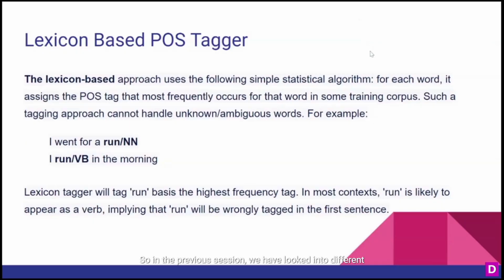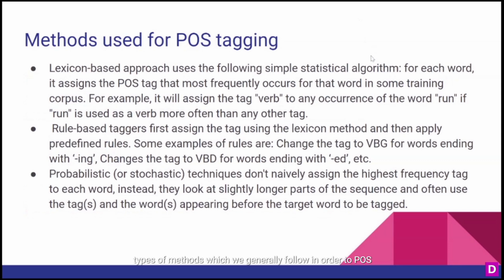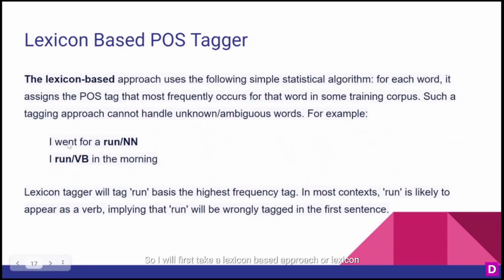So in the previous session, we have looked into different types of methods which we generally follow in order to POS tag a given word or a given sentence entirely. Those are the three methods, and I have also briefed about each method particularly. Now it's time to look into each method in depth. I will first take a lexicon based approach, or a lexicon based POS tagger, to begin with.